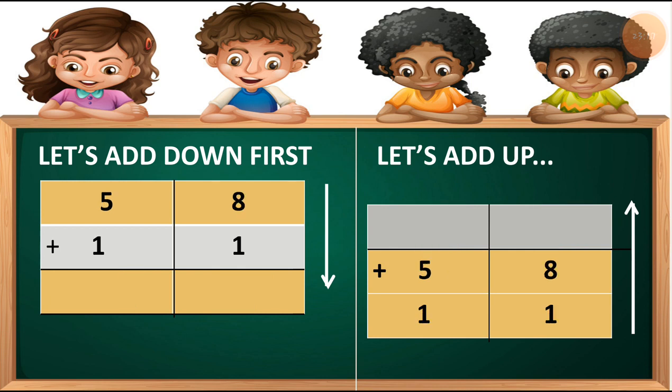Now next one, which is 58 plus 11. I repeat this, 58 plus 11. Now students, the ones column is 8 plus 1. So 8 plus 1 is equal to 9. So I write number 9 here, and then the tens column, 5 plus 1. So 5 plus 1 is equal to 6. So I write number 6 there, and the answer is 69.